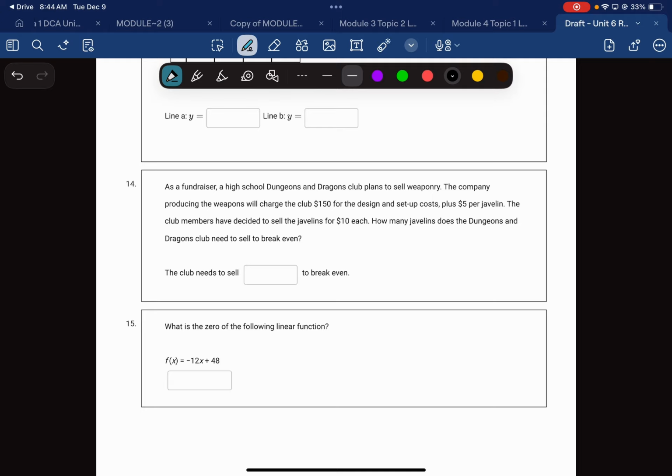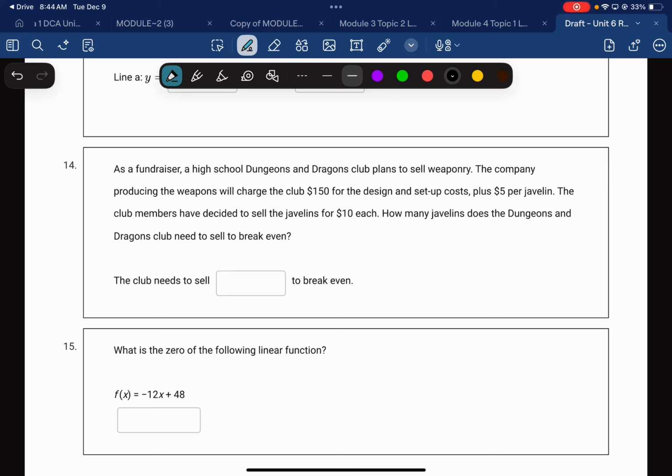All right, so it says, as a fundraiser, a high school Dungeons and Dragons club plans to sell weaponry. The company is producing weapons that will charge $150 for the design and setup costs, and then $5 per javelin. So this looks like a y equals mx plus b to me, right? Here's your y-intercept, and then here's your slope. So right now we have y is equal to 5x plus 150. The club also decides to sell the javelins for $10 each. So this is y equals 10x, okay?